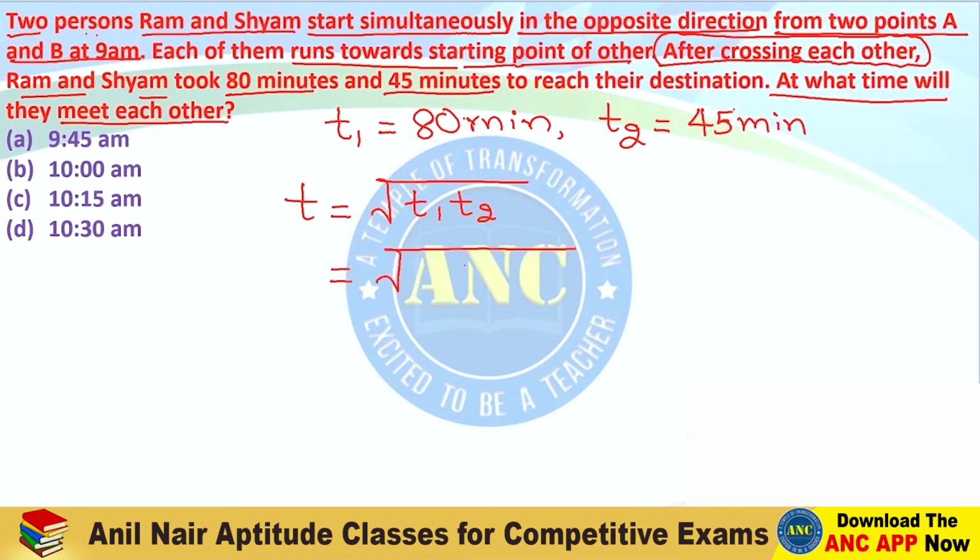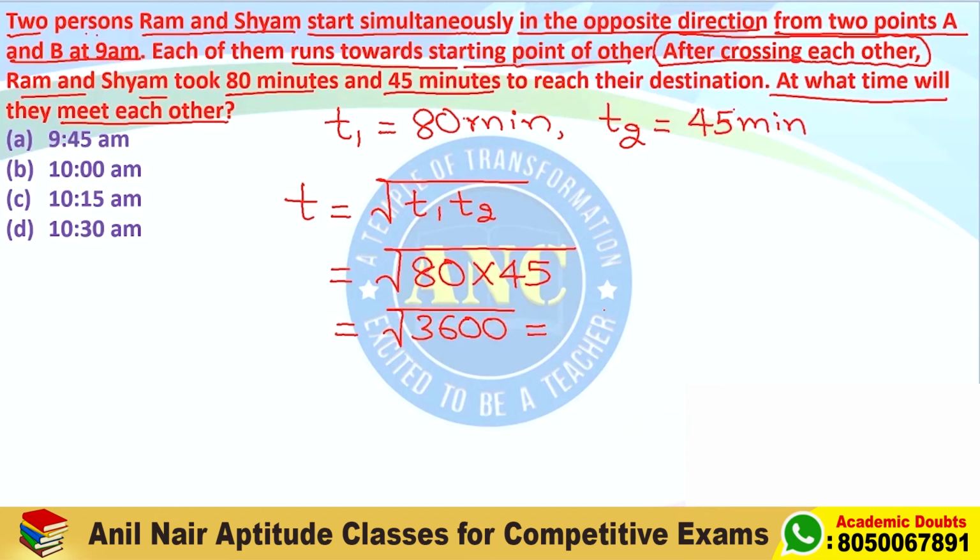Square root of T1 value is 80 and T2 value is 45. So 80 into 45. 45 into 2 is 90. 45 into 8 is 360. So 45 into 80 is 3600. That means the time taken by both the people to meet from their starting point is the square root of 3600, which is 60 minutes.